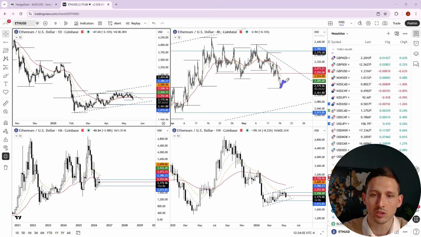And there's lots and lots of space down towards the 2050 area at least, which is the bottom of this up channel going all the way back to February. So that's the opportunity I'd be looking for now in Ethereum. Now that we've finally broken out of this choppy range, I would be interested in those shorts to the downside. We're kind of out of no man's land and we're starting this leg down.